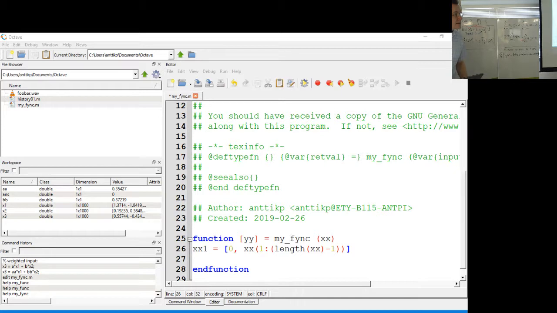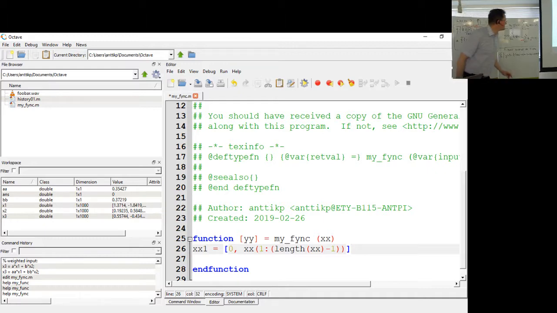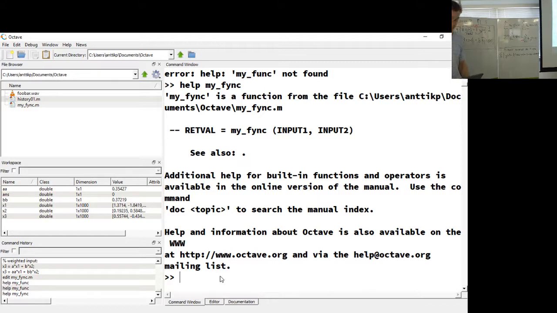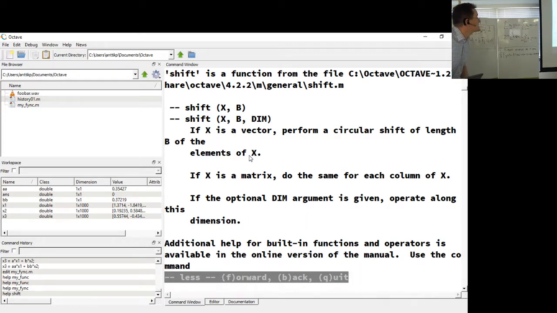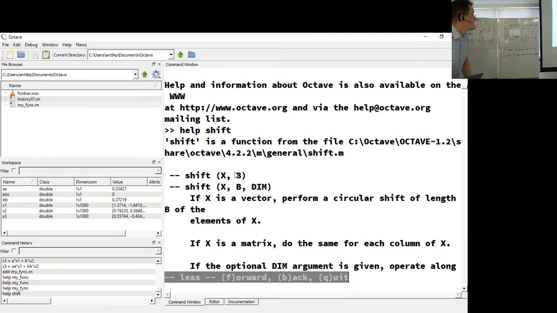I don't have internet now. Oh, great. Oh, shift here. Help. Shift. That takes a while. Anyone has internet? Okay, shift X and how many bits? Okay, that'll do actually. We can use this shift.